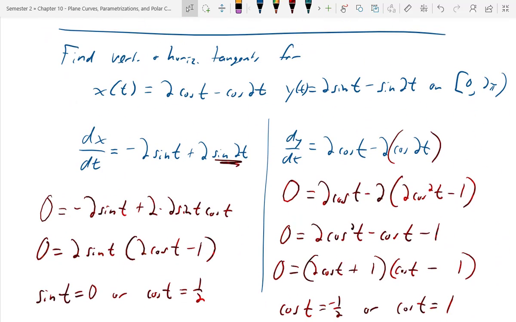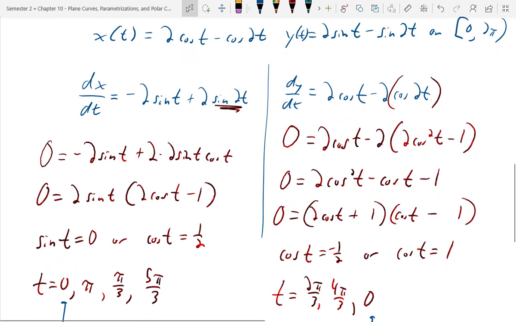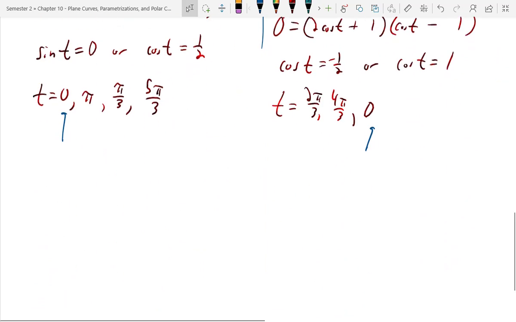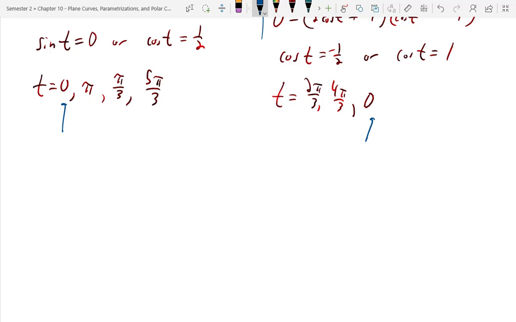Coming back here, you could look at this and try to simplify and work the division around, but that's more than you probably need at this point. So it's pretty safe to say that when I want vertical tangents, we're going to exclude 0. Sorry, not t is equal to 0, I just said we're excluding that. t is equal to pi, t is equal to pi over 3, and t is equal to 5 pi over 3.